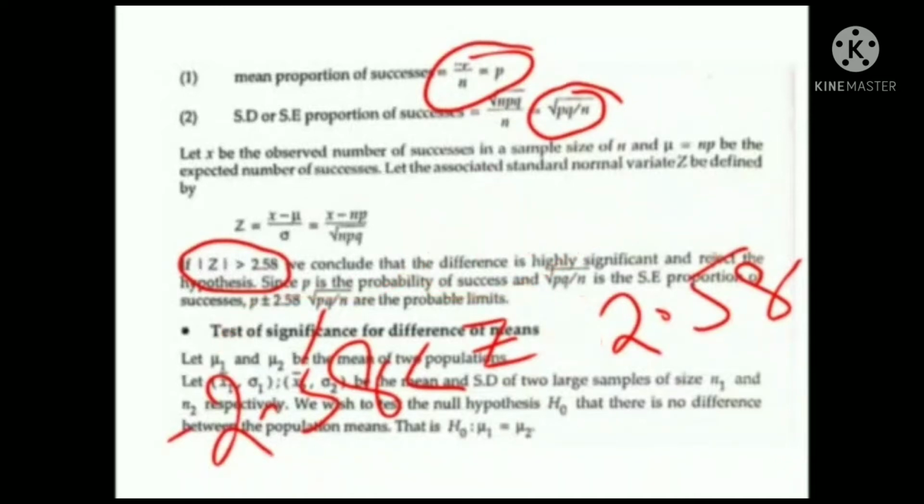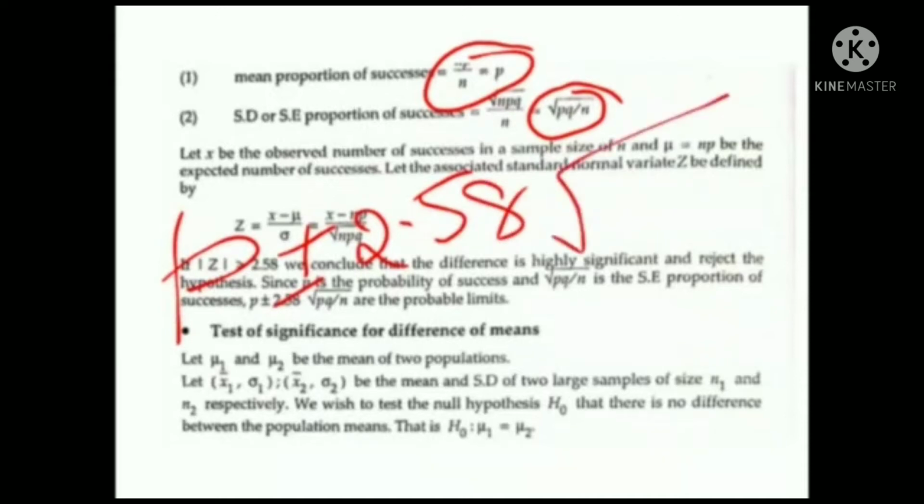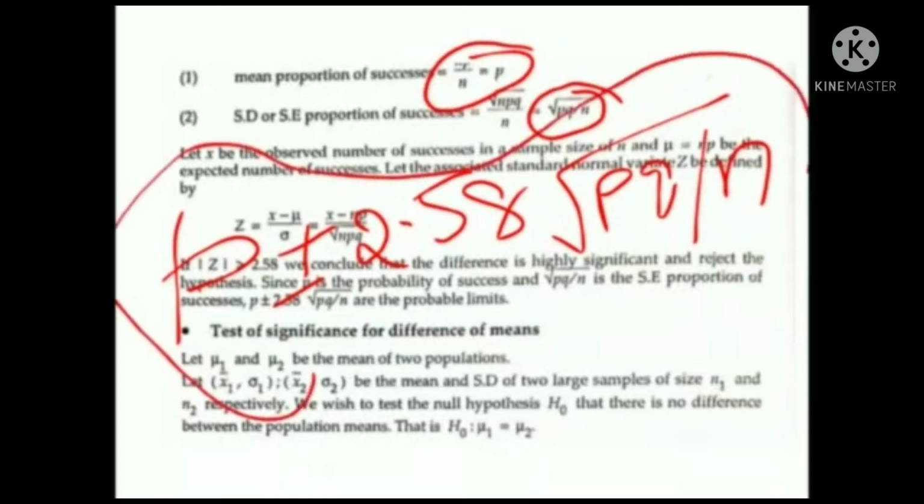Next, we also have something called the probable limits, because problems will be asked based on probable limits as well. The probable limits are given by p plus or minus 2.58 into sigma, which is the square root of pq divided by n. This is the formula for the probable limits in the case of proportions. Understood? Now let us see a couple of examples based on these tests of significance of proportions.